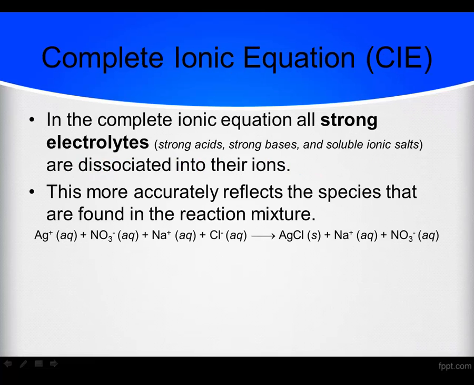Turns out we can write something a little bit different called a complete ionic equation, which you're going to have to be able to write. It's a CIE. In a complete ionic equation, the definition is this. You take all of the strong electrolytes, so the strong acids, the strong bases, and the soluble ionic salts, the things that are listed as soluble on the solubility rules, and you dissociate them from each other and just rewrite the reaction showing them dissociated from each other.